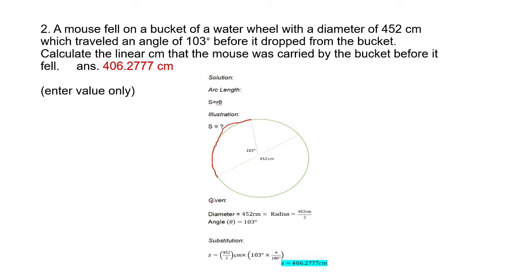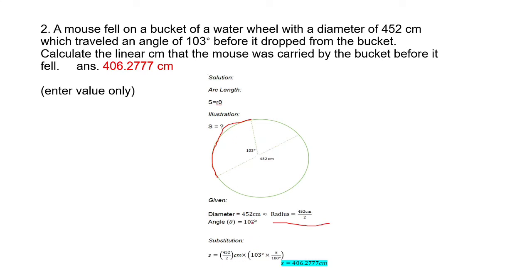So based on the problem, the given is the diameter 452 centimeters, or in radius 452 centimeters over 2, and the angle theta is equal to 103 degrees. So by using this formula for the arc length and by substitution, the r here is the radius. So from the given, radius 452 over 2 centimeters times theta, or the angle.